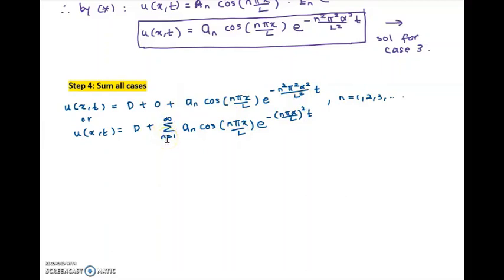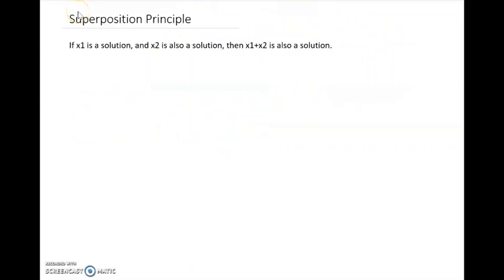Now I want to explain why we can rewrite this in the form of a summation. Some students might question why we have the summation here, and why it does not start from the beginning. It is called the superposition principle. In brief, if x1 is a solution to a certain problem and x2 is also a solution, then x1 plus x2 is also a solution.